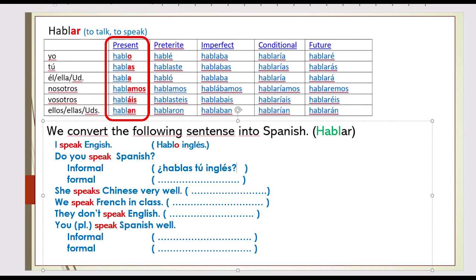Put a question mark here, ¿hablas tú inglés? And also, the tú can be omitted. So the sentence will be, ¿hablas inglés? Do you speak English? ¿Hablas inglés? And in the formal way, you type in, ¿habla usted inglés?